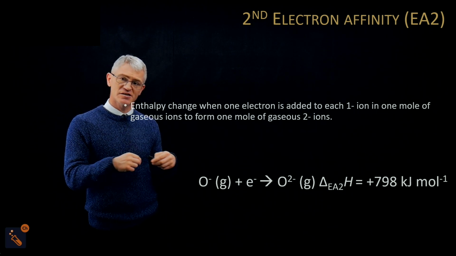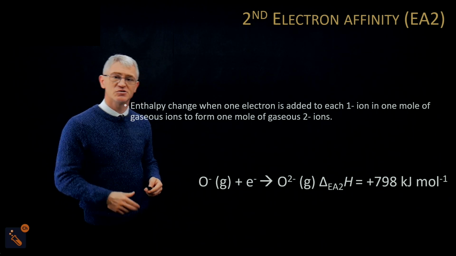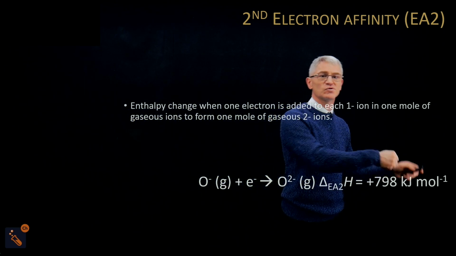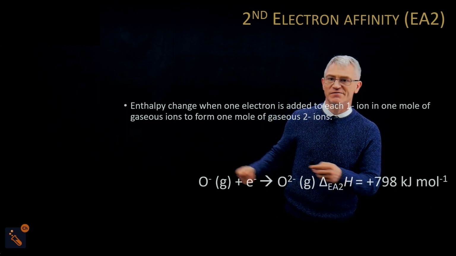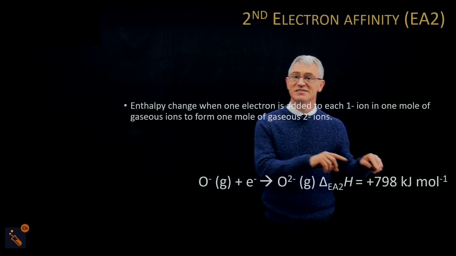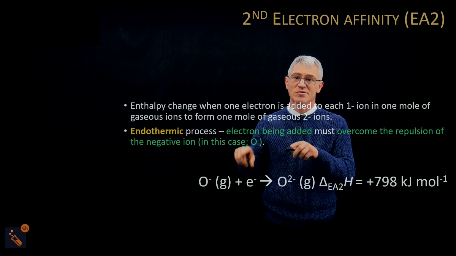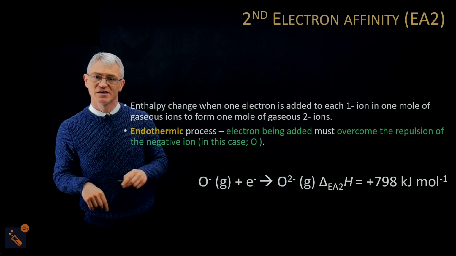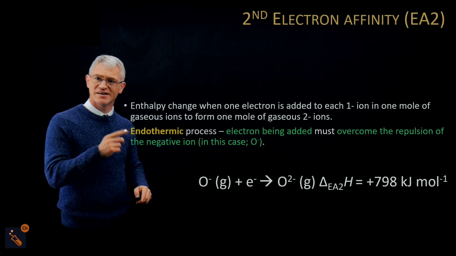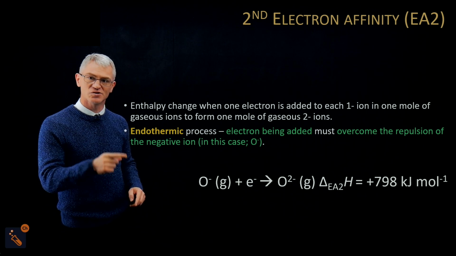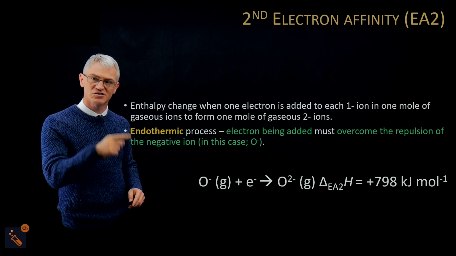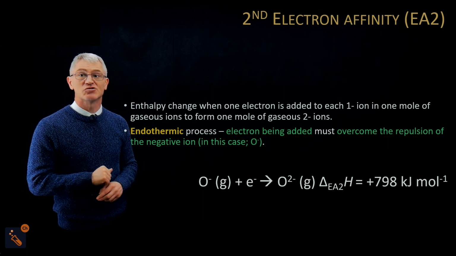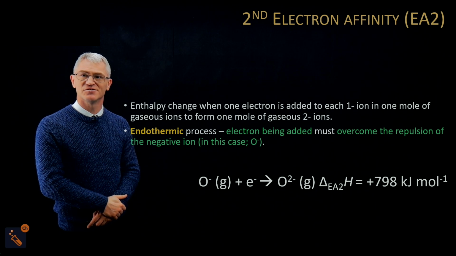If they don't like each other, they're going to repel each other. So what you need to do is put energy in. So a positive amount of energy is forced in, and that forces these two things together. So this is an endothermic process. It's endothermic because the electron being added has to overcome the repulsion of the negative ion, because these two repel each other. Again, an exam answer for you. You will have to answer this. It's usually a 2-mark question in an exam. Okay, and that's our electron affinities and ionization energies.